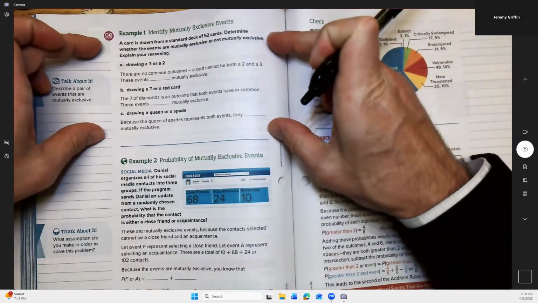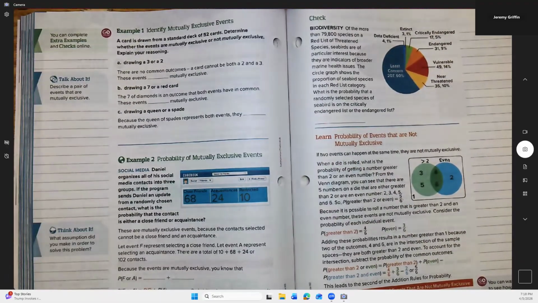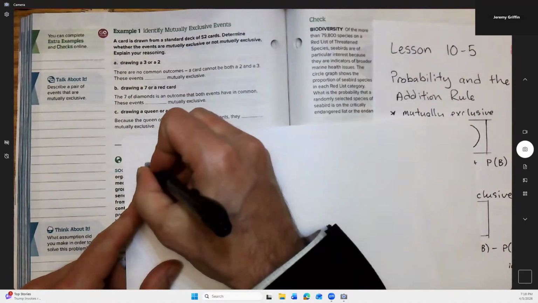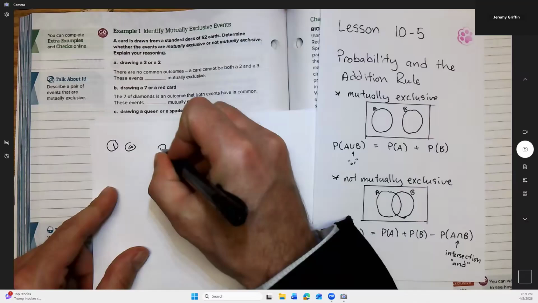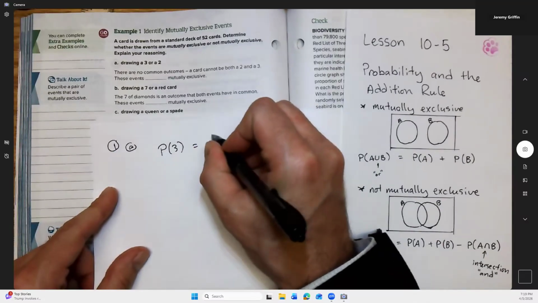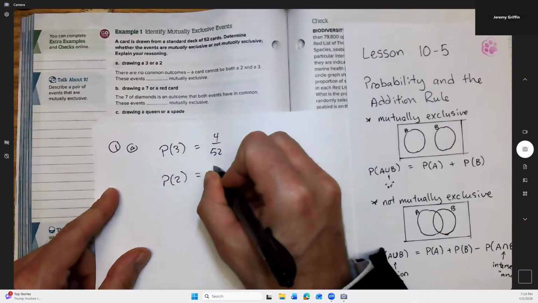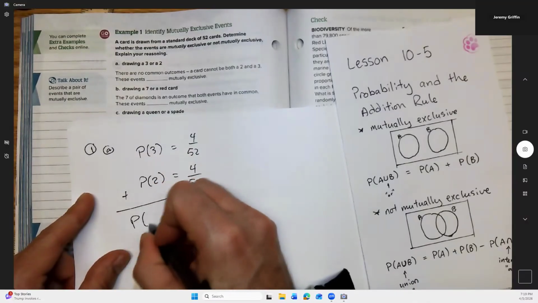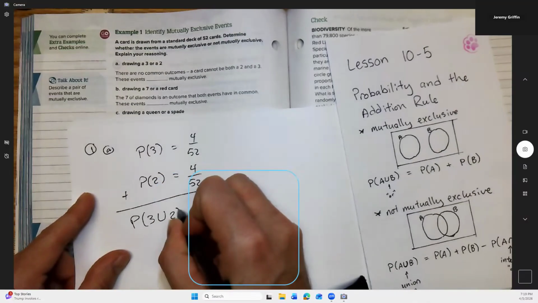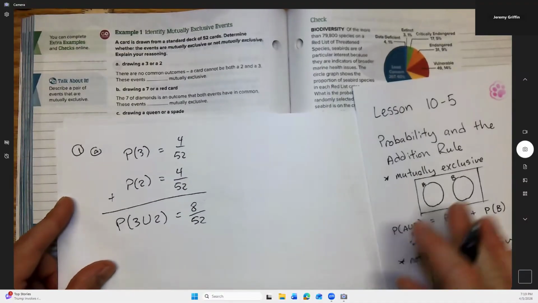Okay, so example one was just identifying, right? But now we're going to apply some numbers. Maybe I should go back to example one and just apply the numbers anyway. Okay, so 1A, drawing a 3 or a 2. Now, probability of drawing a 3 is 4 out of 52 cards. Probability of drawing a 2 is also 4 out of 52. Okay, so add those together. Probability of a 3 or a 2 would be 8 out of 52. Mutually exclusive.